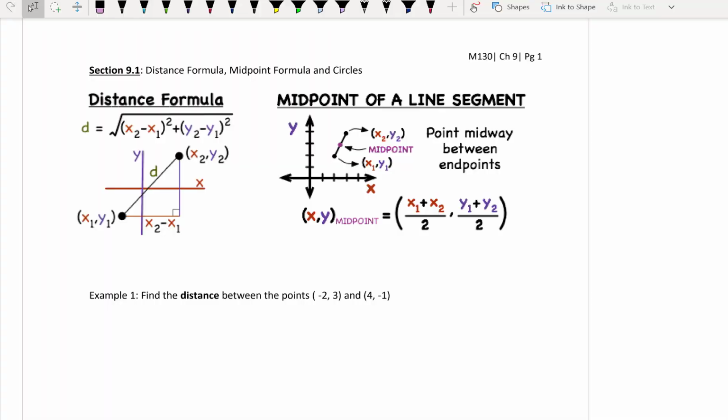Hello Math 130 students, we are going to pick up on page 1, section 9.1. We'll be discussing the distance, the midpoint, and circles.